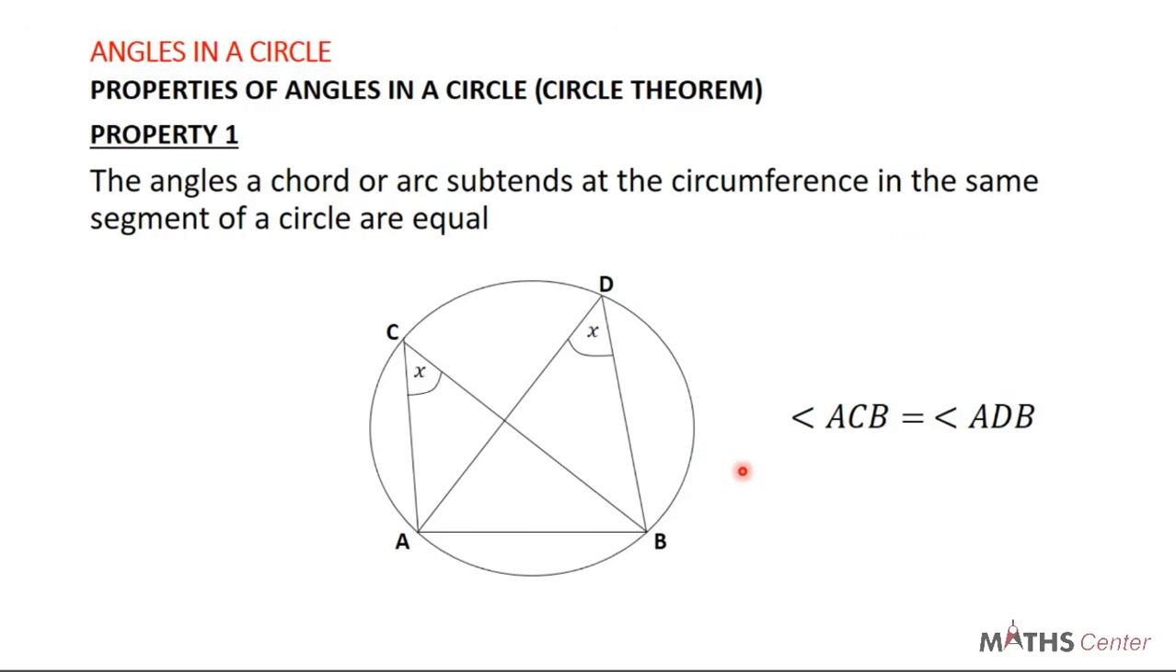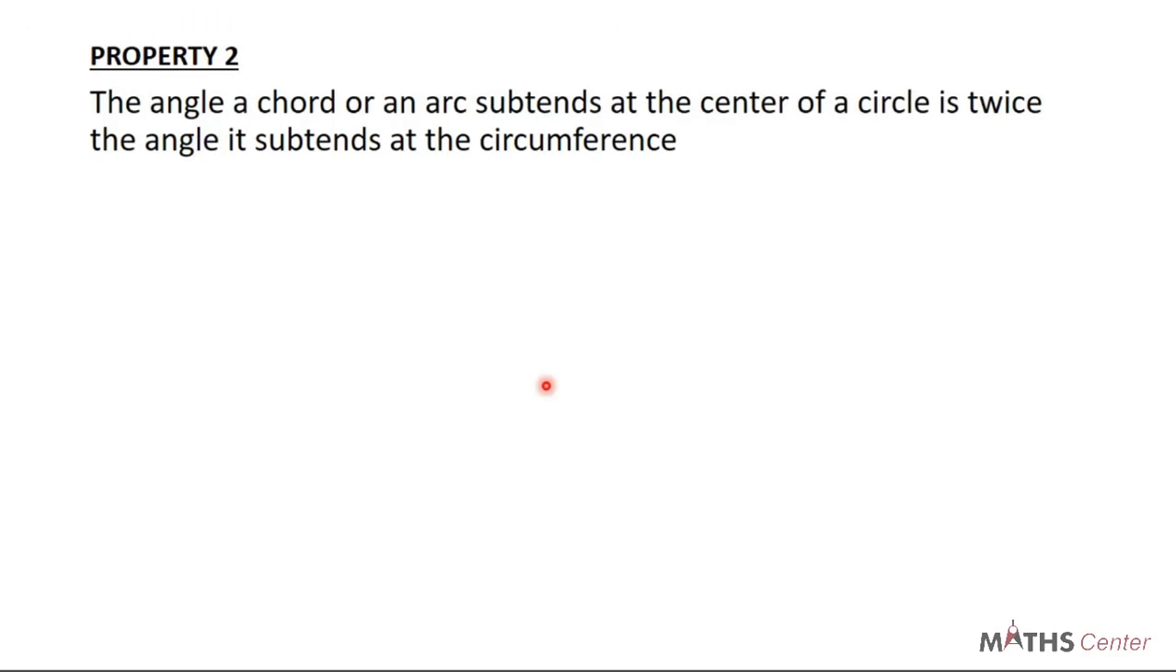So all that this property says is that if you have a chord or an arc subtending an angle at the circumference in the same segment of a circle, the angles formed will be equal. So if this chord here forms this angle at this circumference, and forms the angle at this place, because they are in the same segment, the angles are equal. Let's move on to the second property.